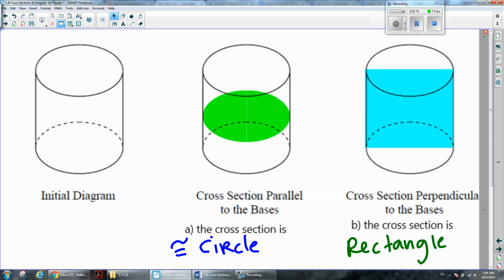Alright, if we start with a cylinder, the bases are circles, so when we cut it parallel to the bases, it's still a congruent circle. Same shape as the base. If it's perpendicular, your cross-section is just a rectangle. Sketching the circle, sketching the rectangle.